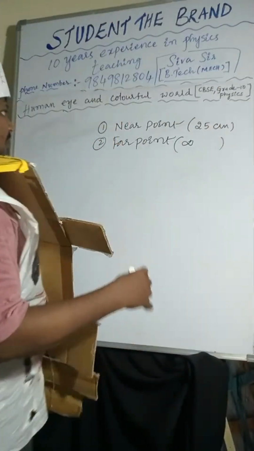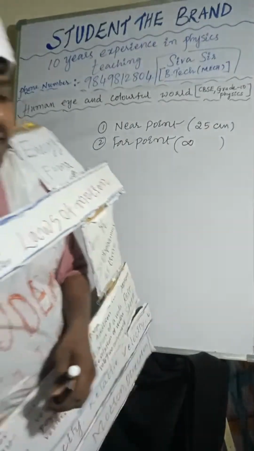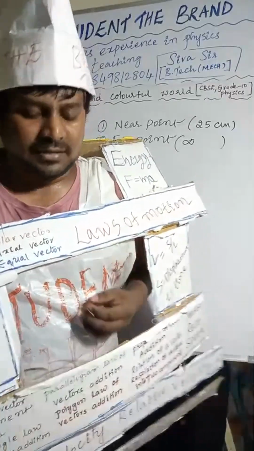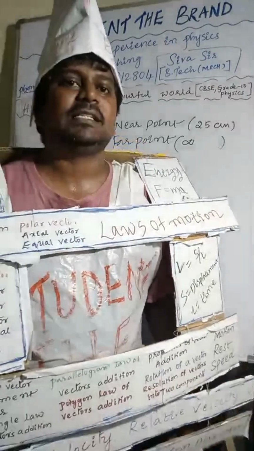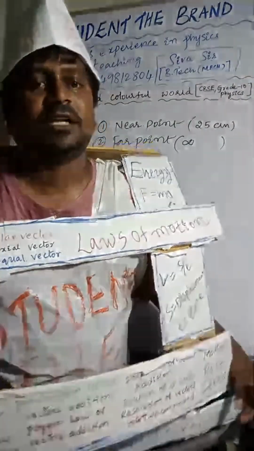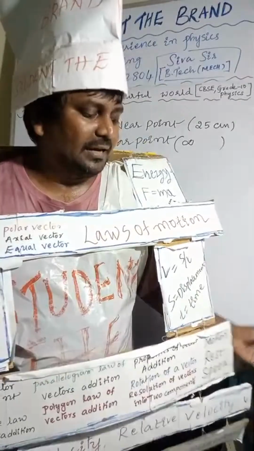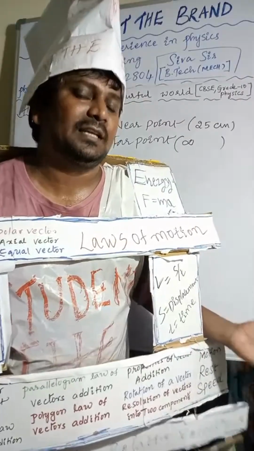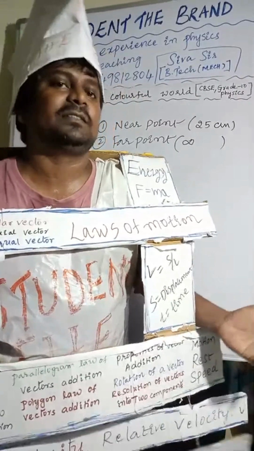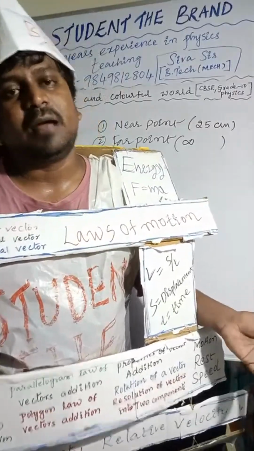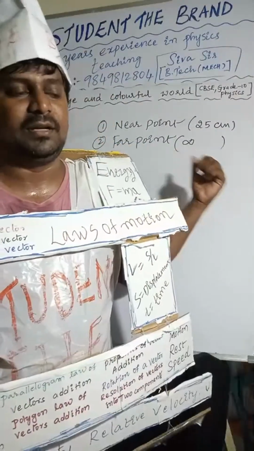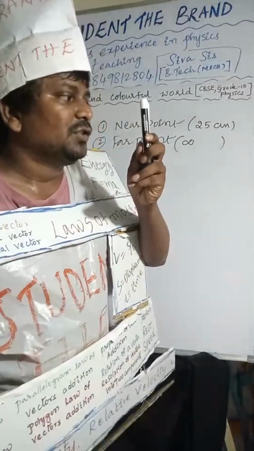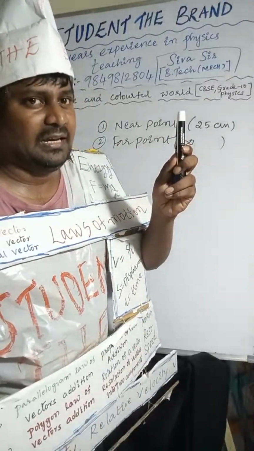Okay, so here we can see the near point. What is the near point? It is the minimum distance up to which a person can see an object without any strain. For a normal healthy person, the minimum distance is 25 centimeters. If you place the object like this, only up to a certain distance can we see clearly.